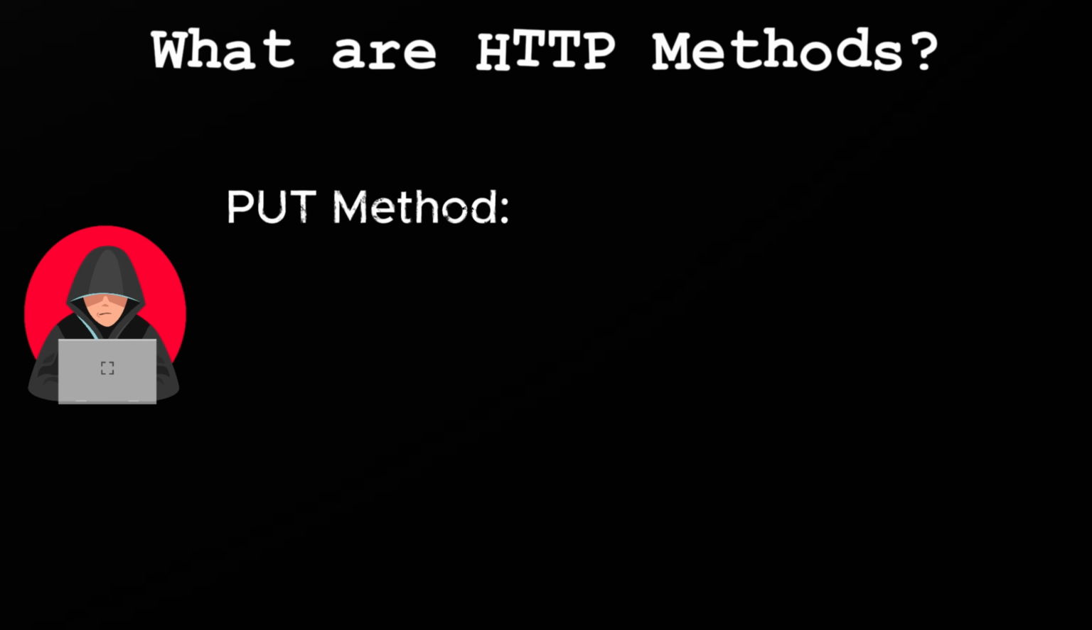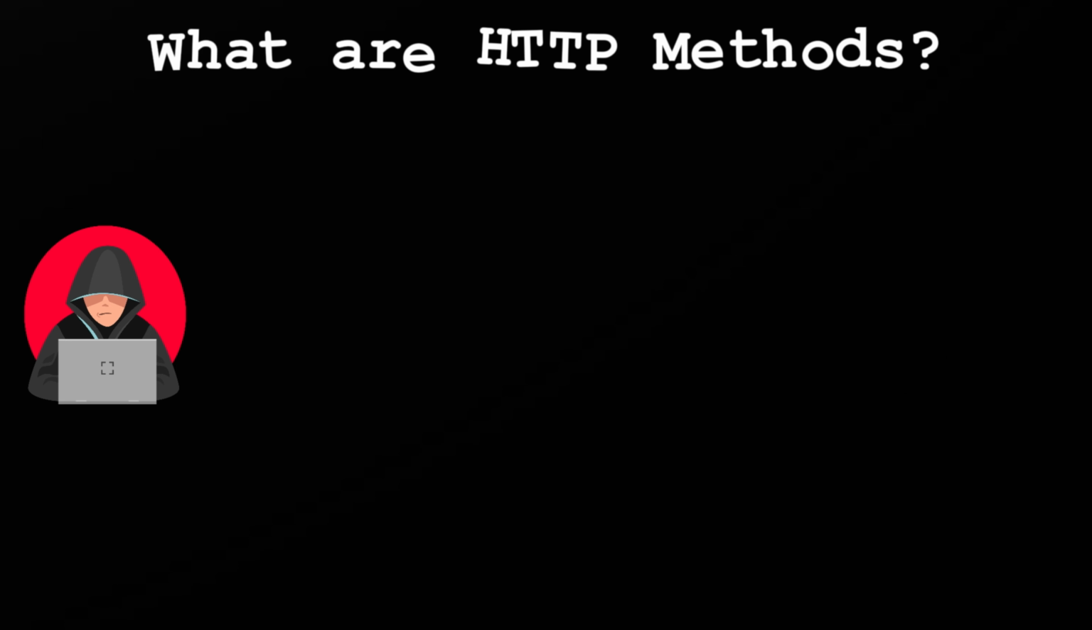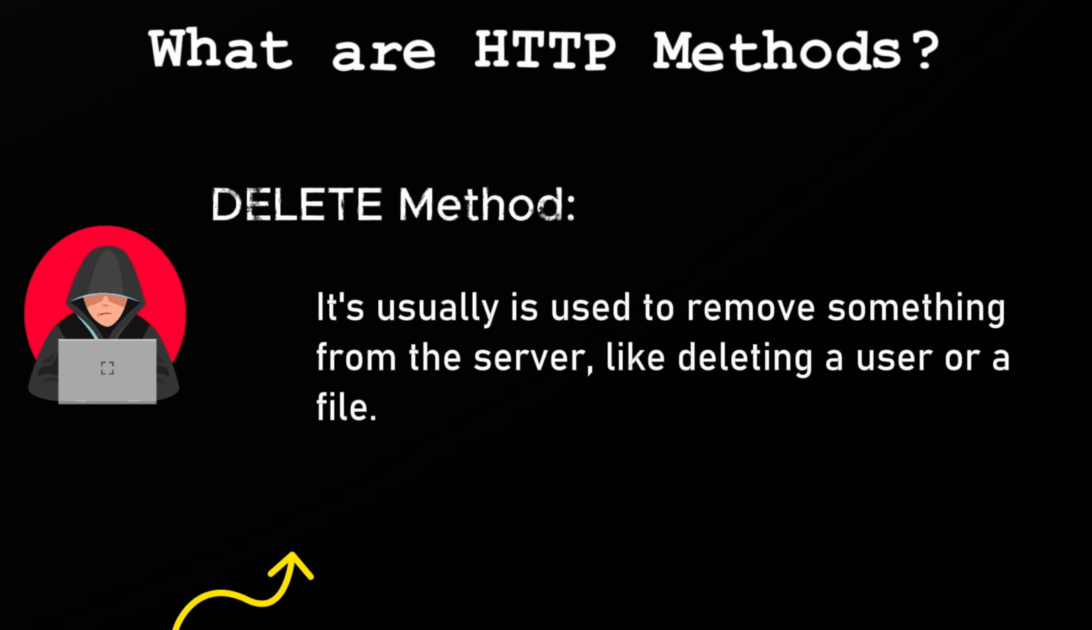Another one is the PUT method. This method is used to upload some data to the server. For example, you are trying to upload a profile picture to the website. In this way, you are using the PUT method to upload the image. Last but not least, the DELETE method. This method is usually used to remove something from the server, like deleting a user or a file or maybe a profile picture.